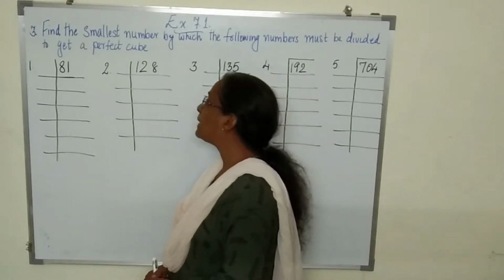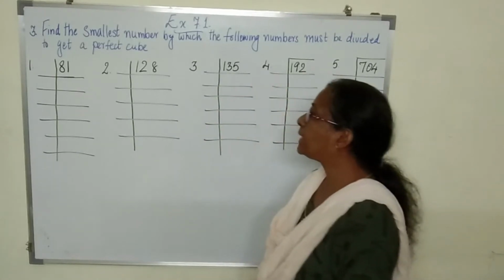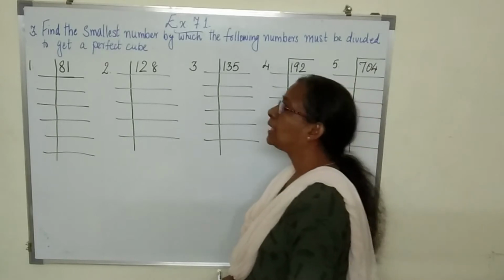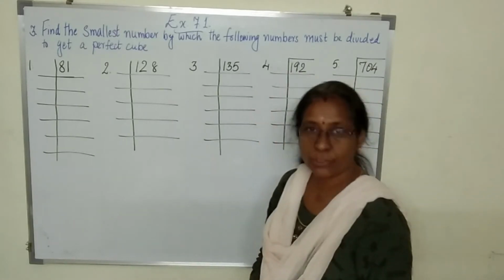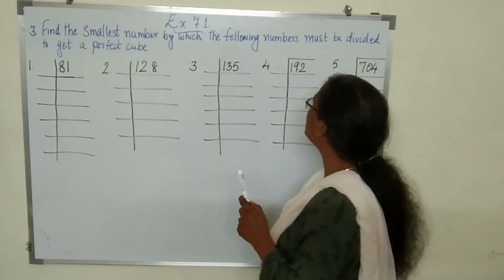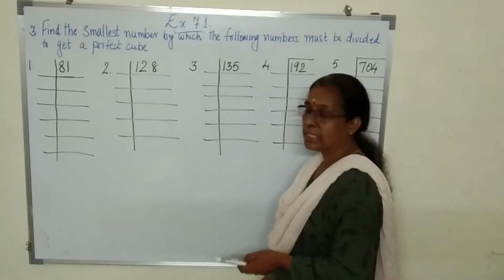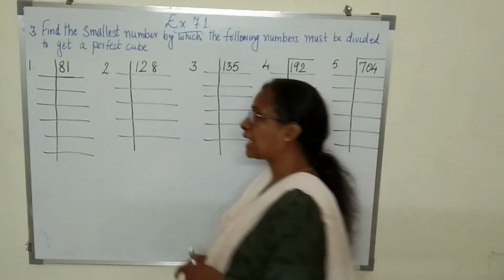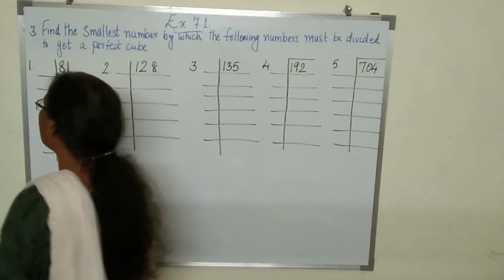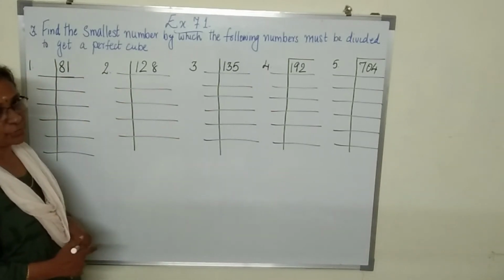Find the smallest number by which the following numbers must be divided to get a perfect cube. It is similar to question number 2. The only difference is that in question number 2 it should be multiplied, and here it is to be divided. The procedure is the same. Let us start by first factorizing them into their prime factors.